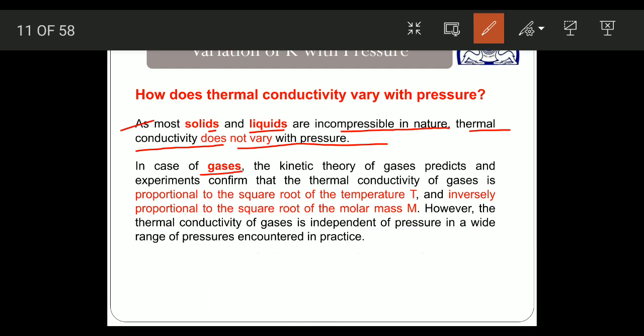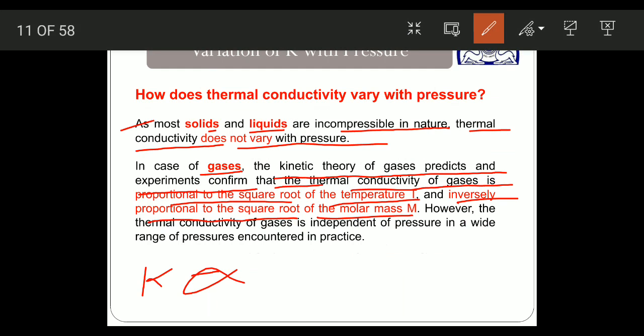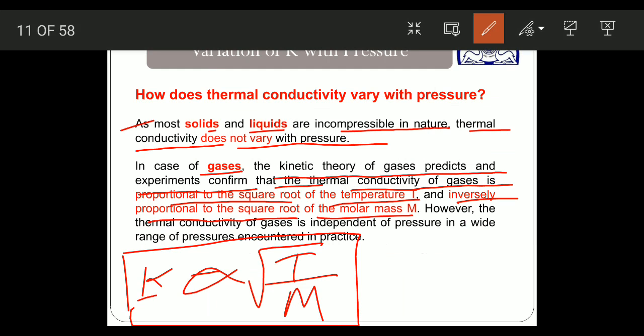But in case of gases, what happens? The kinetic theory of gases predicts and experiments confirm that the thermal conductivity of gases is proportional to the square root of the temperature T and inversely proportional to the square root of the molar mass. Okay, so here thermal conductivity is directly proportional to the square root of the temperature and inversely proportional to the molar mass. As temperature increases, thermal conductivity increases, and as molar mass increases, thermal conductivity decreases.